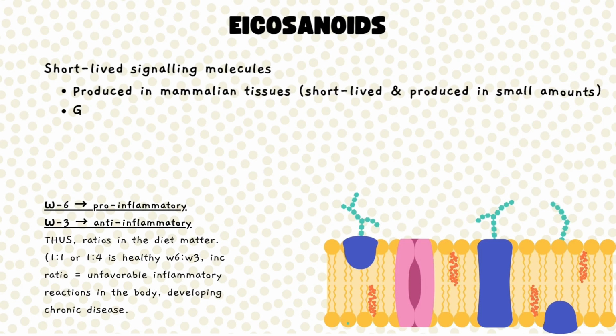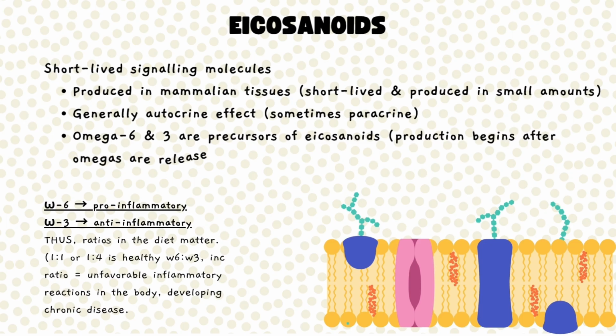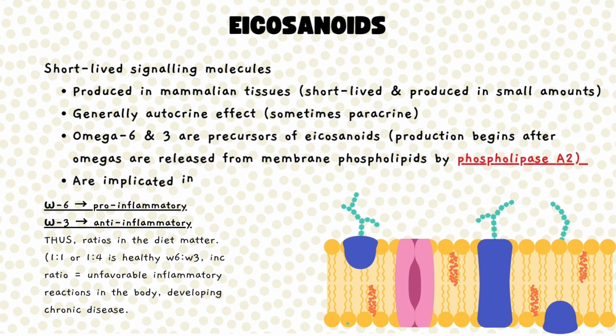So now on to our next lipid group, eicosanoids. They are short-lived signaling molecules, so that's why we say they are similar to hormones. They are produced in mammalian tissues, however in small amounts. They have in general an autocrine effect. If you can recall from biology, an autocrine effect is when cells produce it themselves to act on their own cells. And sometimes paracrine, so they travel short distances to affect nearby cells.